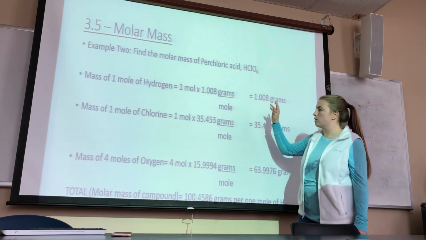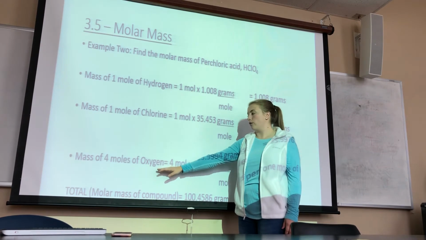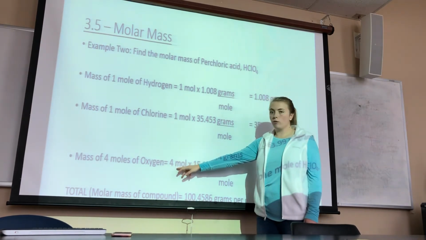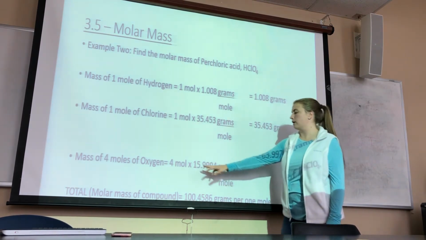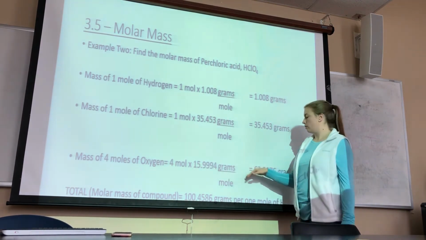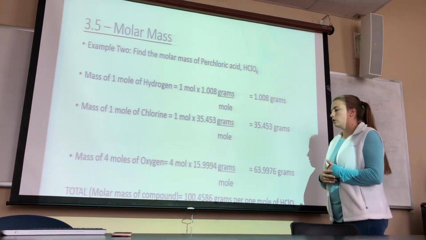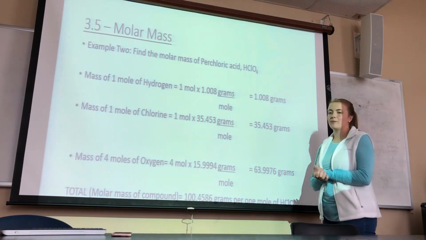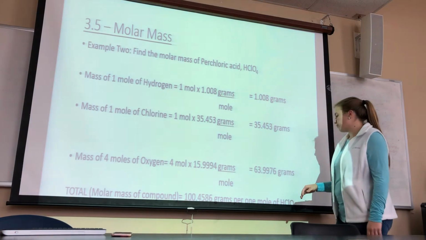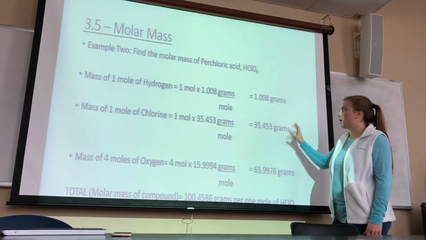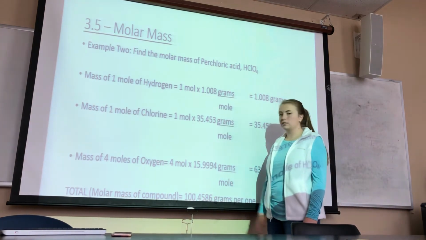Then you're going to take the 4 oxygens, and you're going to find the mass of 4 of those. So you're going to take 4 moles instead of 1 mole like these, and multiply by the atomic mass, and that'll cancel out the moles. And once you multiply across, you're going to get the weight in grams. And so to find the total molar mass of the compound, you're going to add them up just like you did in the last problem. So the molar mass is 100.4586 grams.